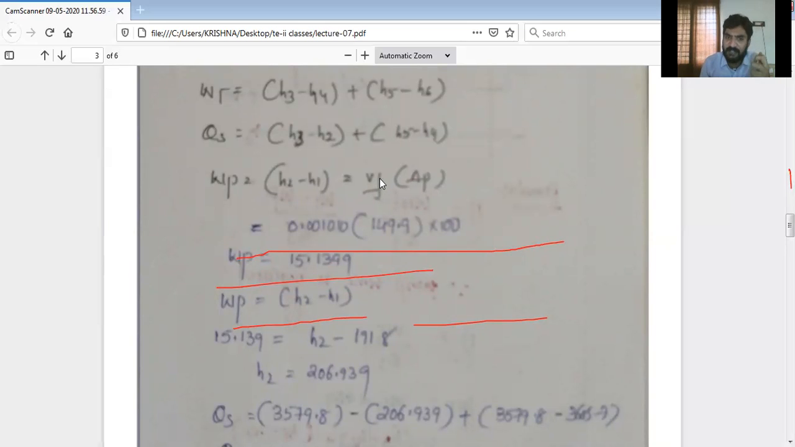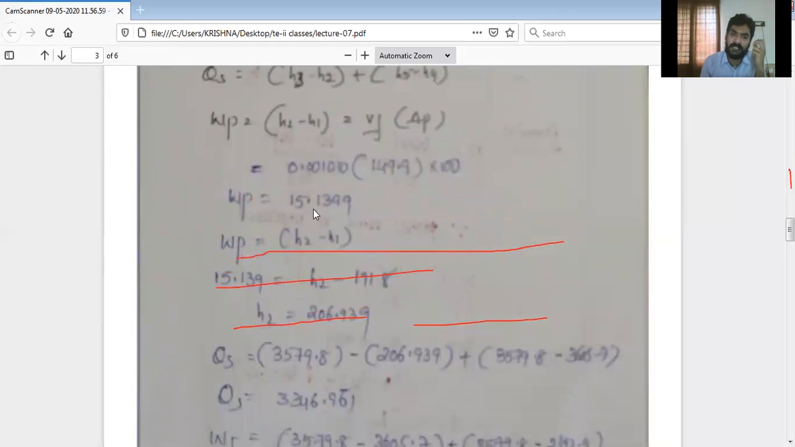So I can write that equation in terms of volume and pressure. This is Vf times delta P. So finally I got Wp. I substituted those values in this equation and got Wp as 15.13.99.